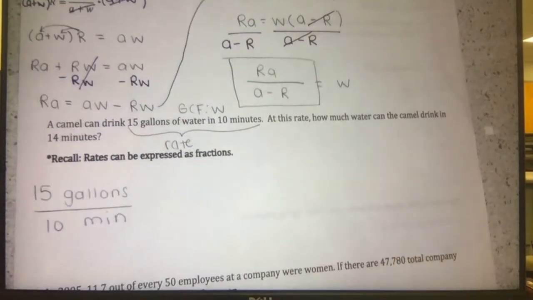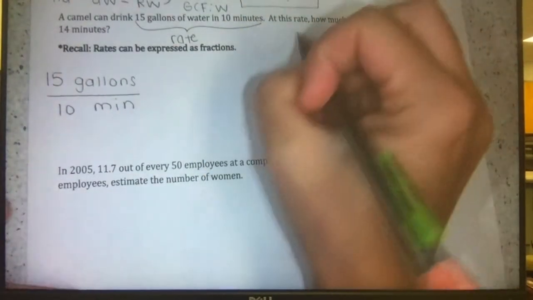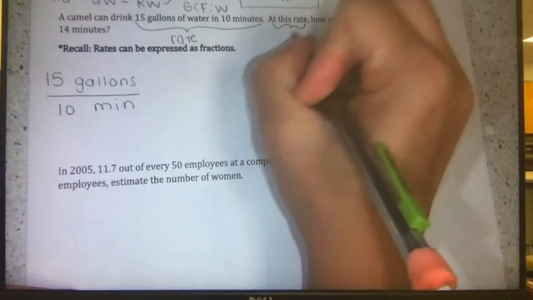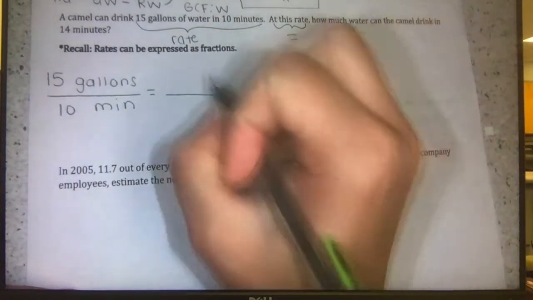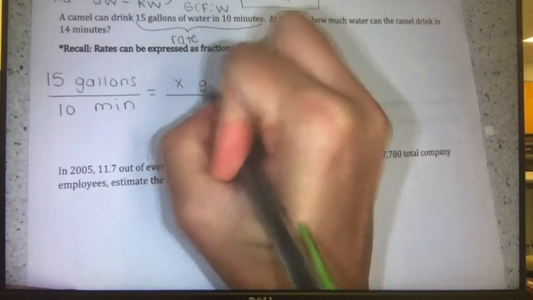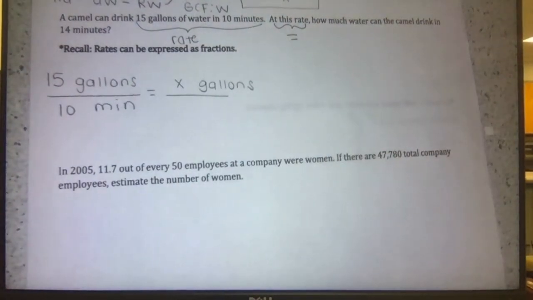Notice that I have my units. I'm writing my gallons and my minutes. At the same rate, so at the same rate means equals. How much water, so how many gallons? I don't know how many gallons, let's call it X gallons. Notice gallons is on top, it's gonna stay on top.